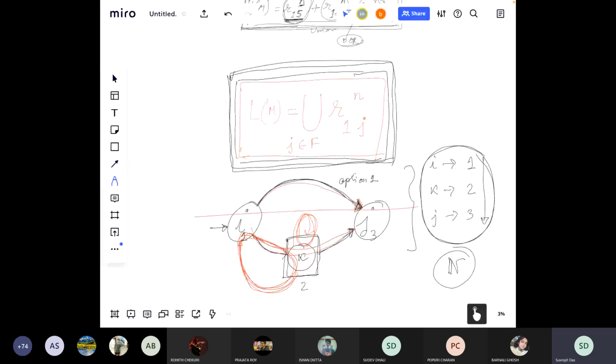There are two options. You can directly go to J without going through any state, or you can go through any state, right?